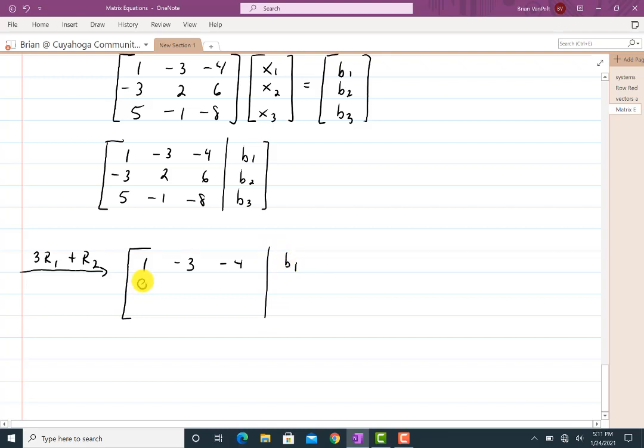And then for the second column, let's take a look. 3 times -3 is -9, plus 2 is -7. And then I have -12 plus 6 will be -6. Then I have 3B1 plus B2. Now let me target this 5 down here. So -5 times -3 is 15, minus 1 will be 14. And then -5 times -4 is 20, minus 8 is 12. And then finally we have -5B1 plus B3.